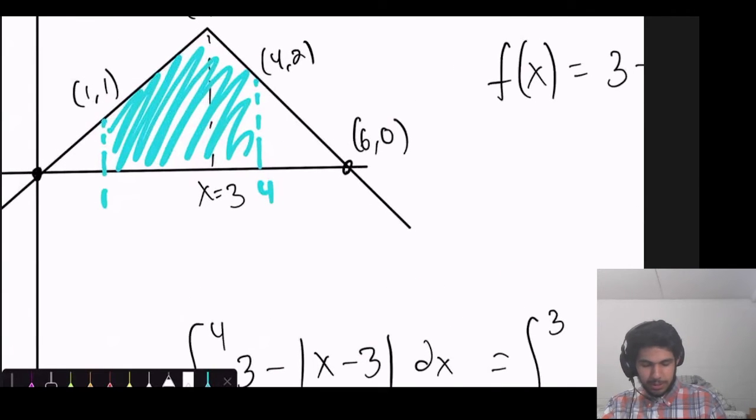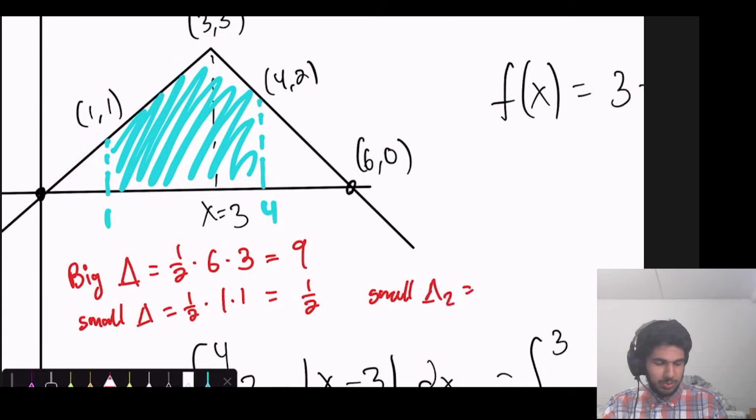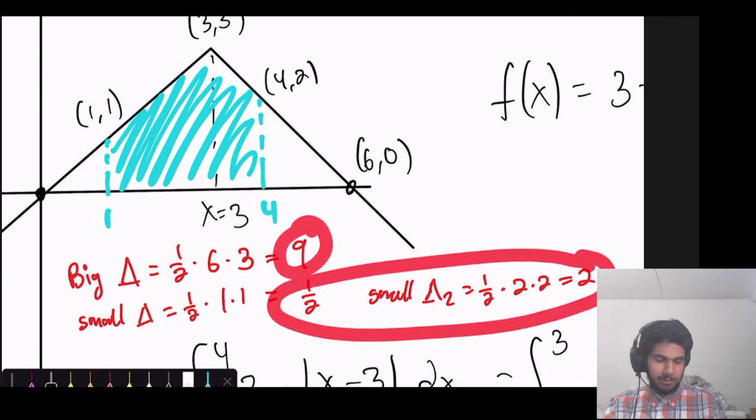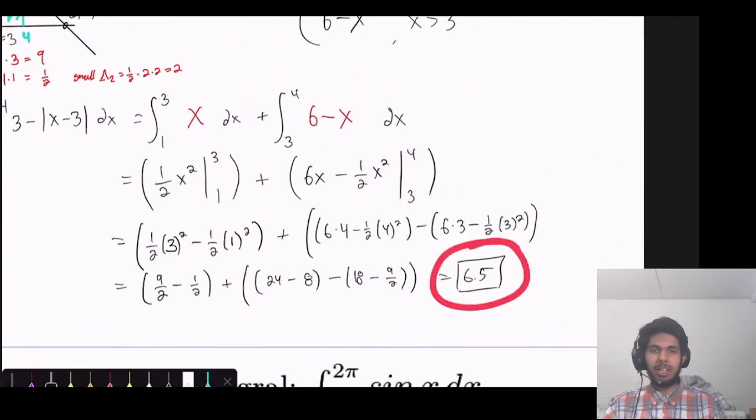So the area of the big triangle is equal to 1/2 times 6 times 3, base times height. So that's going to be equal to 9. Then we'll find this triangle. That's going to be equal to 1/2 times 1 times 1, which is equal to 1/2. And then the other small triangle is going to be equal to 1/2 times 2 times 2, which is equal to 2. And we can see 9 minus this sum, so 9 minus 2.5 is equal to 6.5, and that's exactly what we got.